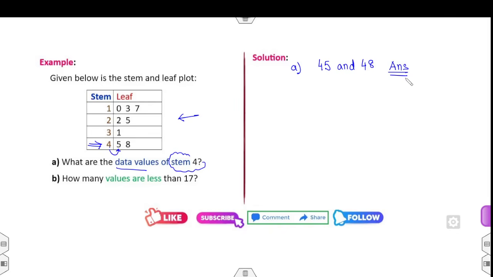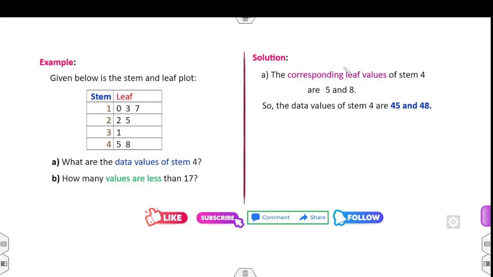But how do you write this in the examination? You have to write that all those leaves corresponding to the stem 4 are 5 and 8. Therefore, the data values are 45 and 48.